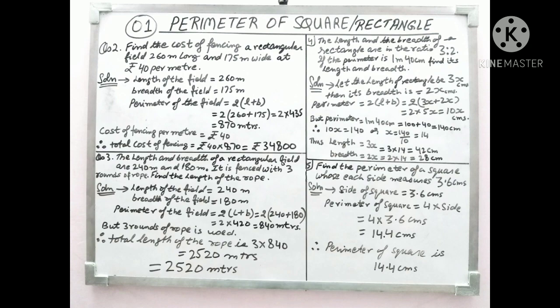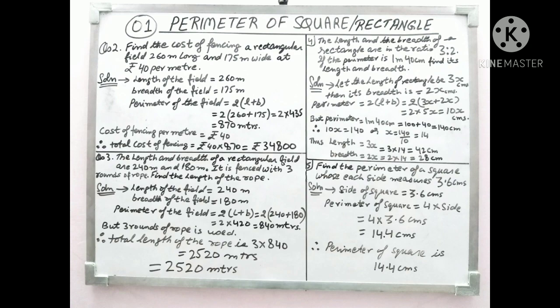Now we are using a rope for giving 3 rounds for this particular plot, right? So we will multiply this perimeter 3 times and finally we get the answer: the total length of the rope will be equal to 3 into 840, which comes out to be 2520 meters. Got it?